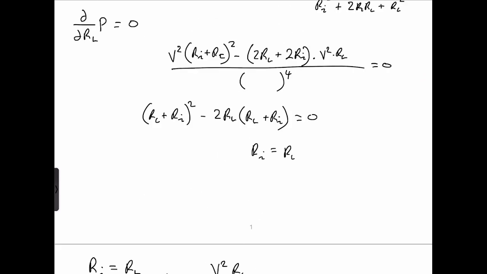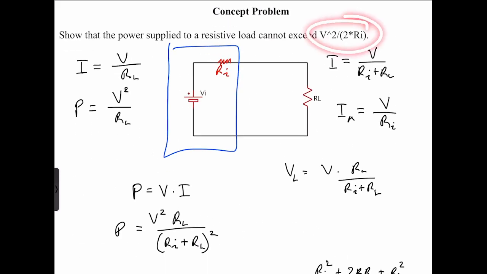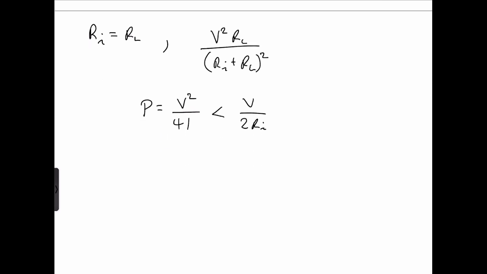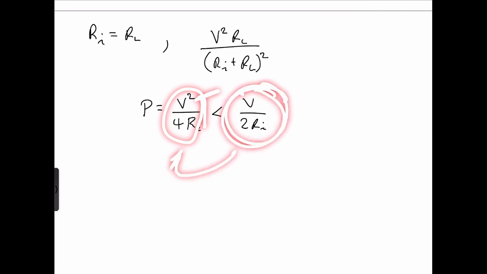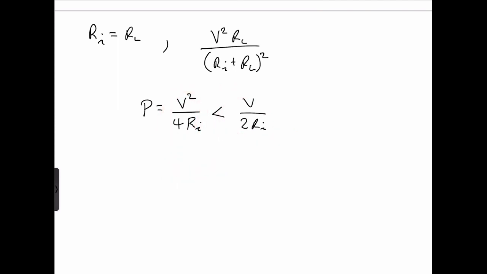Well, the problem asked to show that it cannot exceed. In any sense, Ri is equal to RL, so it doesn't matter. This shows that with every value of Ri or RL, this guy will decrease a lot faster. So therefore, this will never exceed this guy. So this is always greater than this guy. This shows that the power dissipated at the load is at its maximum when the load resistance is matched to the source resistance.